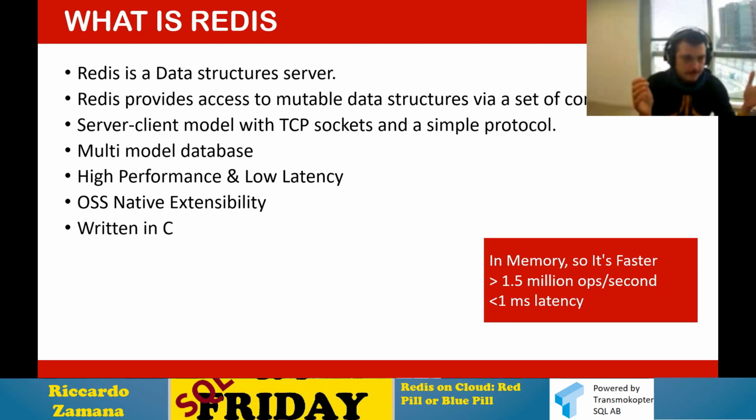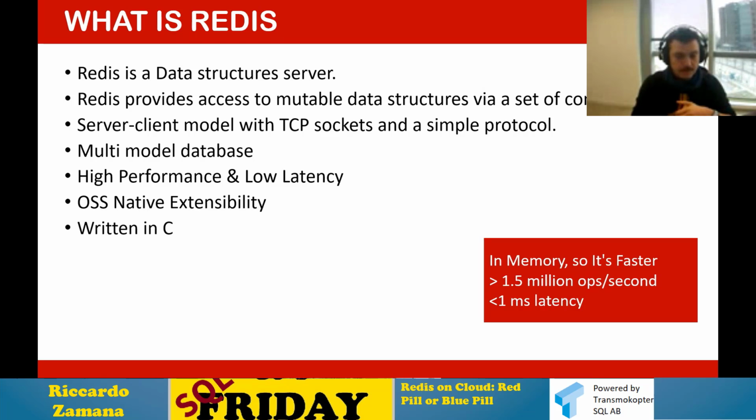Redis, as I said, is a data structure server. So you can have many mutable data structures inside Redis, and you can manage all of them in a unique way, with a sort of CLI, a command line dedicated to Redis. With only one client, you can manage the cache part, the queue part, the time series part, and so on.